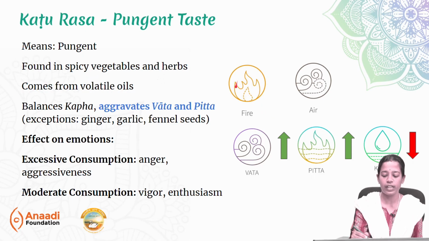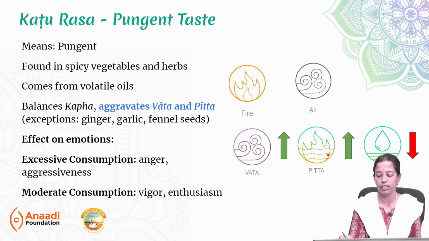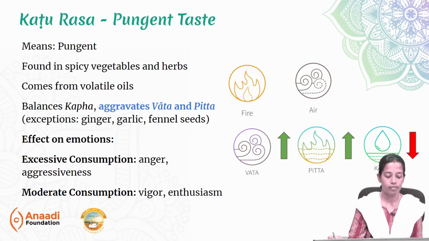As an intuitive feel, one can understand because of the fire and the air element, it will definitely aggravate the vata dosha and the pitta dosha. But at the same time, it will balance the kapha dosha. There are some exceptions to this, which are ginger, garlic and fennel seeds.